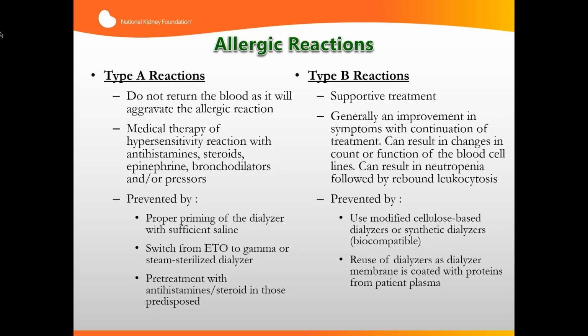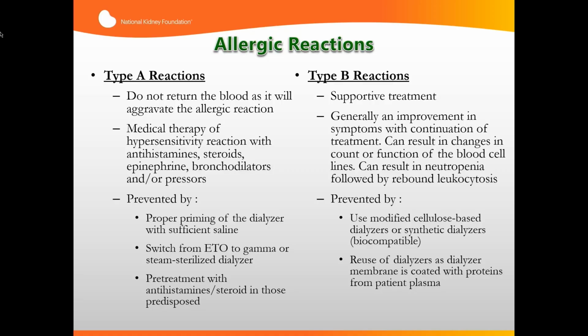Preventing type A reactions, again, not much occurrence these days, but typically in the past, you would prime your dialyzer adequately with sufficient saline to get rid of that ethylene oxide. Nowadays, we use steam sterilized or gamma sterilized dialyzers. We don't use the ETO sterilized dialyzers. And sometimes you can also give preemptive antihistamine and steroid in those predisposed. In type B reactions, just use a different dialyzer. So if they get a reaction, switch their dialyzer, from a cellulose to a modified cellulose.